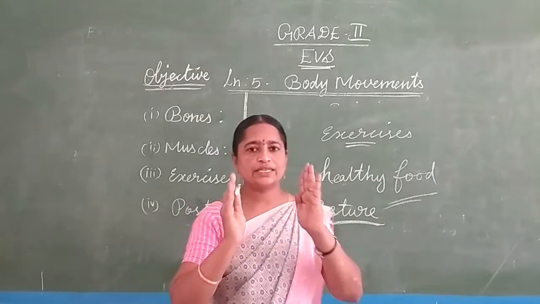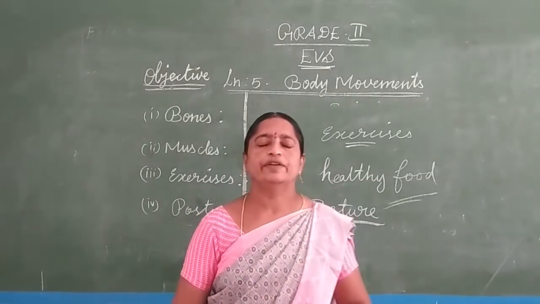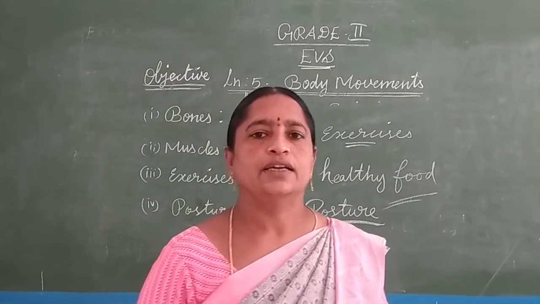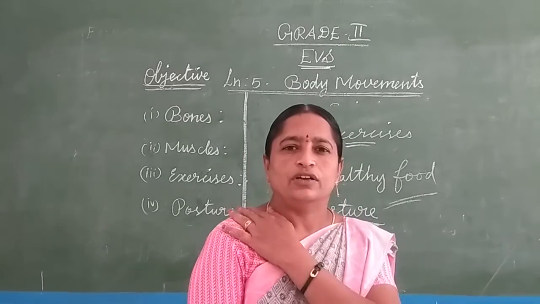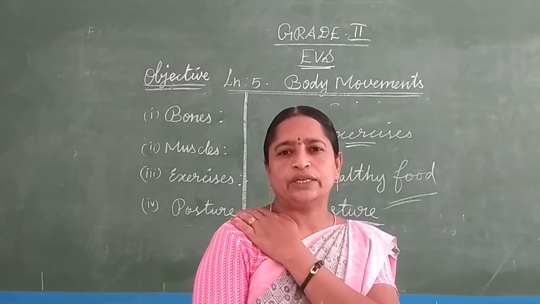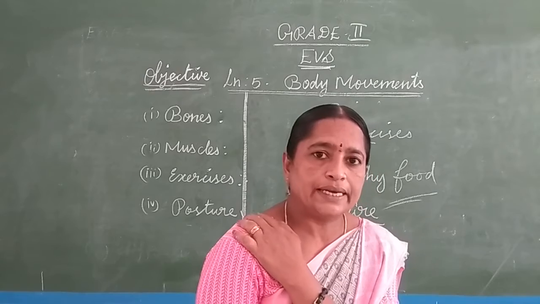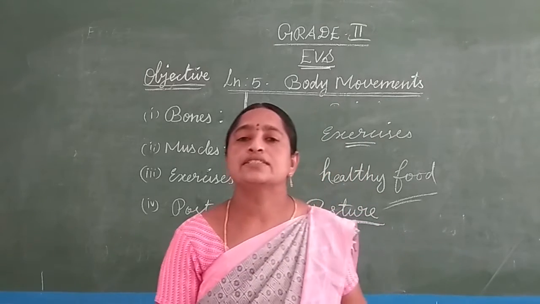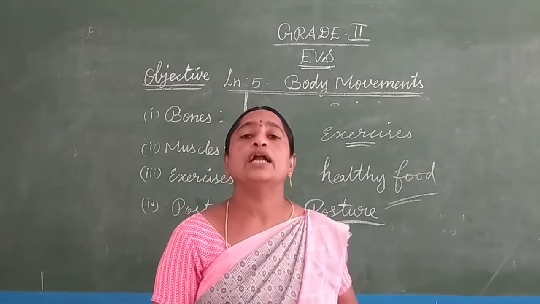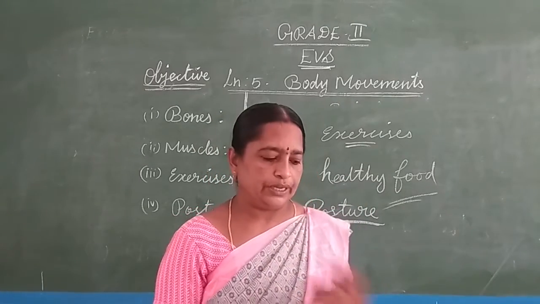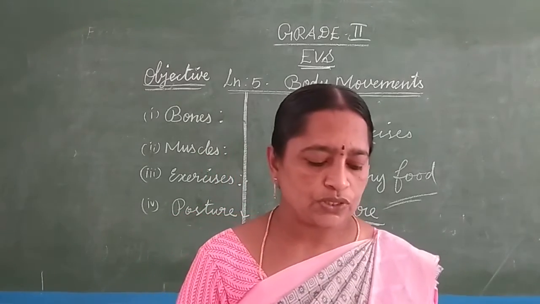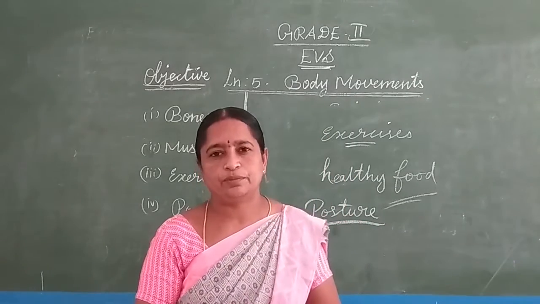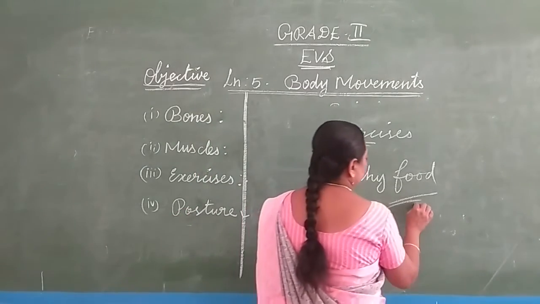And how do we maintain our body structure? When we are walking, we want to be straight. If we walk bent like this, our back, shoulders and backbone will get bent. We should not bend and walk. When we are sitting also, we should not bend our body. Okay children, so posture means the position of our body. Posture means what? This position.